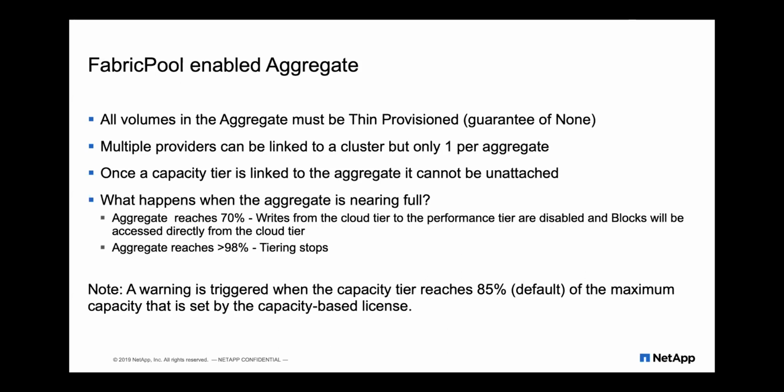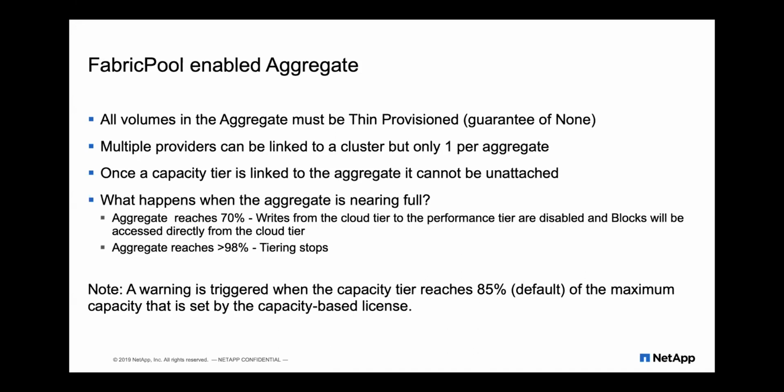ONTAP won't even allow you to enable a fabric pool unless all volumes are guaranteed of none. In your cluster, we allow you to have multiple providers, so multiple cloud providers or object storage providers, but you can only have one set per aggregate. Once that capacity tier is linked to your aggregate, it cannot be unattached. If you want to make those changes, you might consider using a vol move to move it to a different aggregate if you want to change object storage. There are some additional features that we're looking at in 9.7, so look out for those to assist with this.